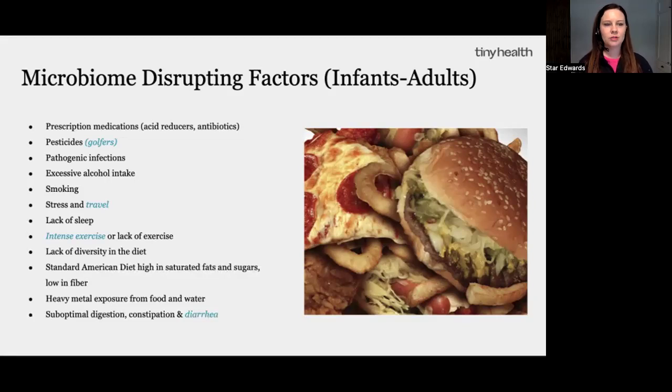Another one is suboptimal digestion. Constipation and diarrhea. And athletes can experience a lot of IBS symptoms, constipation and diarrhea, and that will impact the microbiome. The microbiome certainly plays a role in constipation and diarrhea. But on the other hand, it is a two-way street, and constipation and diarrhea will impact the ecosystem in the microbiome, and it's a big microbiome disrupting factor. Oral dysbiosis is also a big microbiome disrupting factor in the gut.